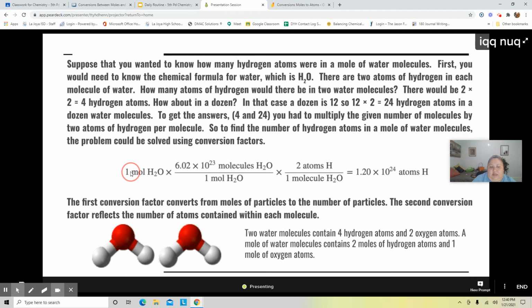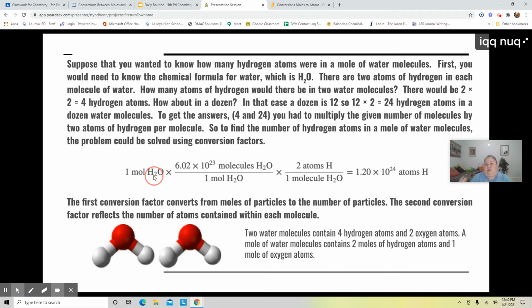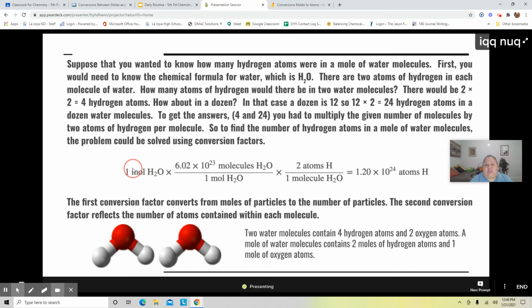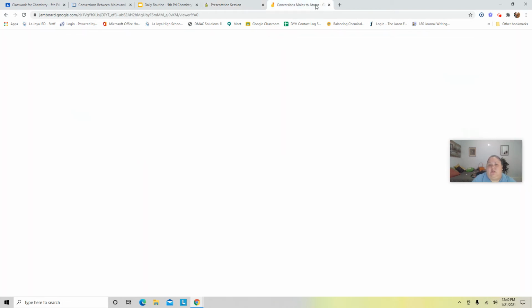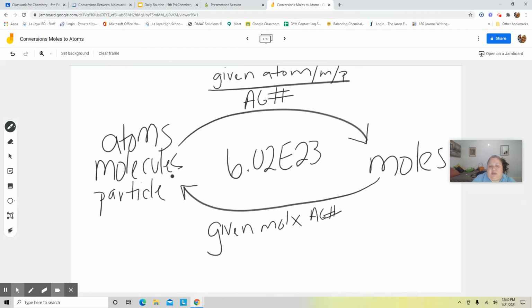Okay, so right now we're starting with 1 mole of water. Everybody see that? 1 mole of water. They're asking me, I don't want atoms or molecules of water. I want atoms of hydrogen, 1 element in that molecule. So the first thing you're going to do is change your moles to molecules using the diagram, right? You're going to use this diagram right here to change your moles to atoms, or in this case, molecules, right? Because it's a covalent compound.